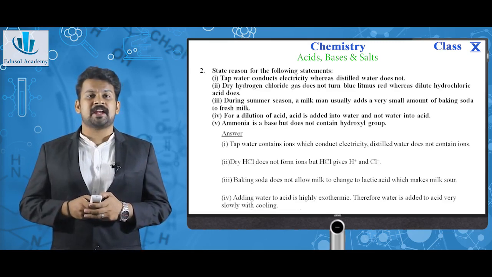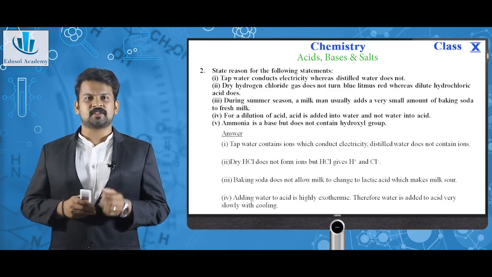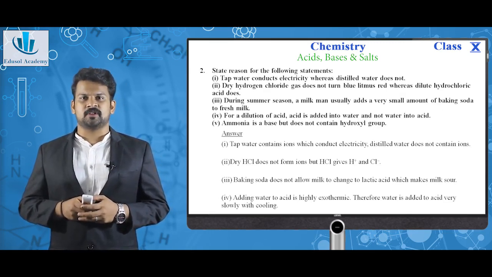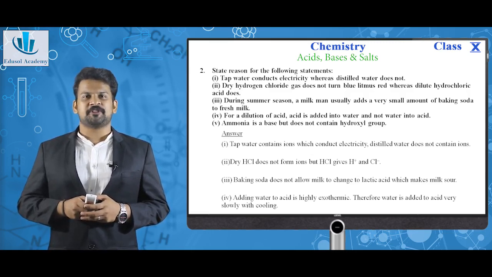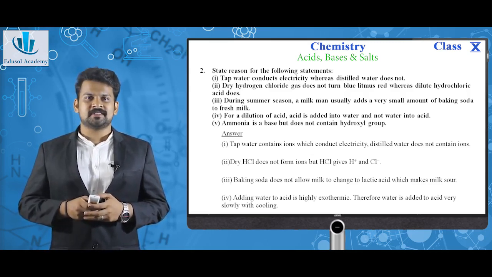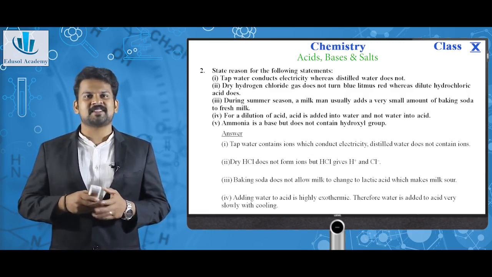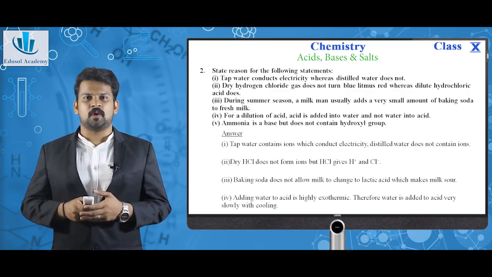Next question, state reason for the following statements. Let's go one by one. Tap water conducts electricity whereas distilled water does not. Why? Simple reason. Electricity is only conducted by moving ions. In tap water, the ions present, which are moving, conduct electricity, which is not present in distilled water, which does not conduct electricity.